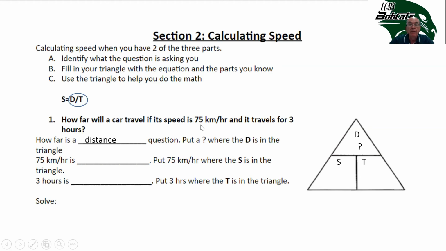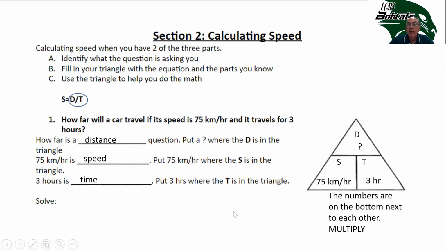When we read 75 kilometers per hour, it says speed is 75 kilometers per hour. So that told us the speed. So we're going to put the 75 kilometers per hour where the S is in the triangle. 3 hours is time. So we're going to put the 3 hours where the T is in the triangle. The numbers are next to each other, so we know we need to multiply. Just like in math, numbers next to each other means you multiply.